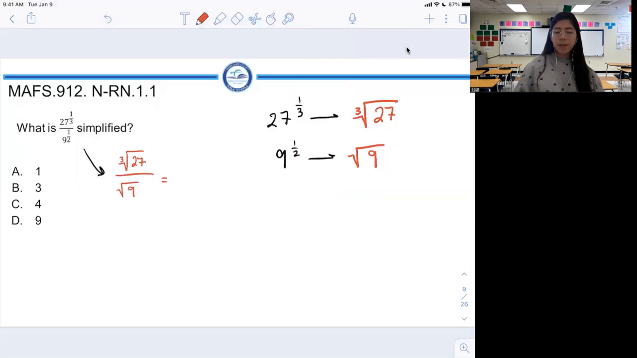What's the cube root of 27? 3, and the square root of 9 is also 3. So 3 over 3? 1. That's how this problem works. So again, we have to be comfortable with those rules going back and forth, because one way might be easier to understand than the other way. It's much easier to understand this than that.